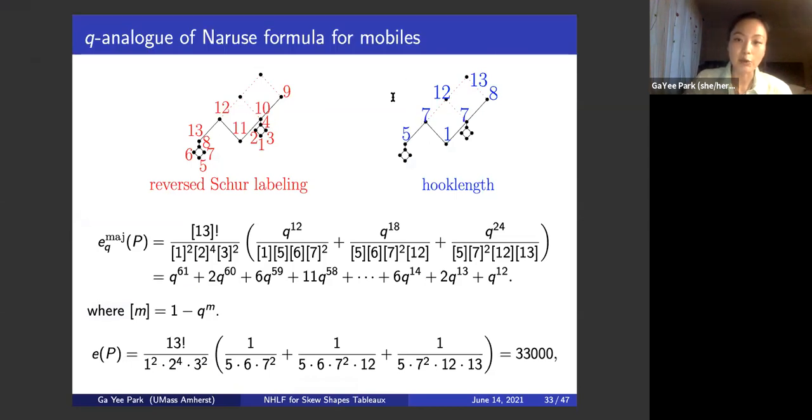Here is a mobile poset, and again in blue I have the hook length of each of the elements, and in red I have this particular labeling that I'm working with, and the number of linear extensions for this poset is 33,000. And if I'm interested in the major index of this, then plugging everything into the formula, we have this very nice polynomial, which is the major index generating function of this poset.